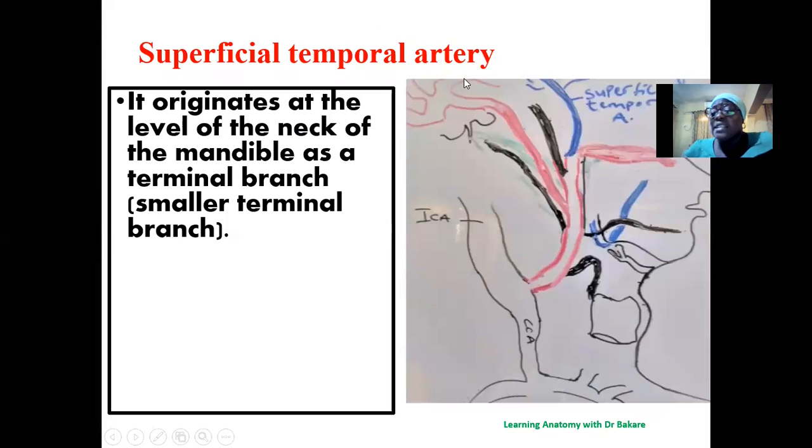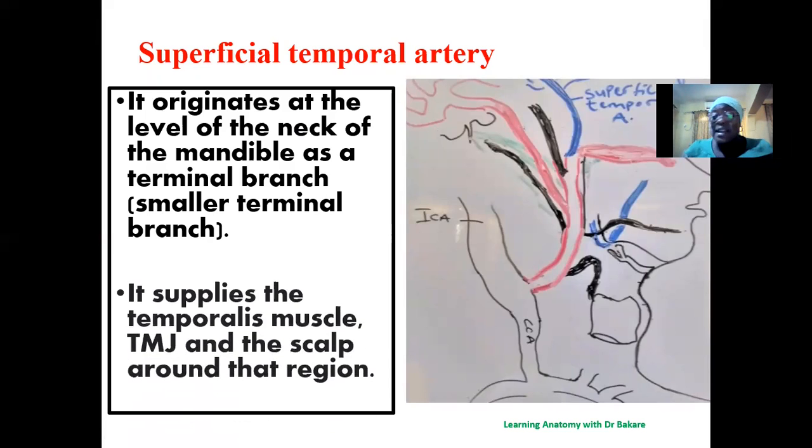The superficial temporal artery is the second terminal branch, a smaller branch when compared to the maxillary artery. The superficial temporal artery emerges also around the neck of the mandible, so it also gives supply to the temporomandibular joint. Then it runs upward towards the temple to supply the temporalis muscle.